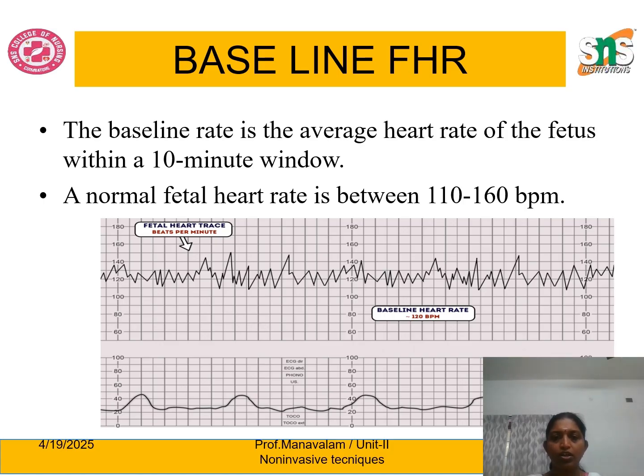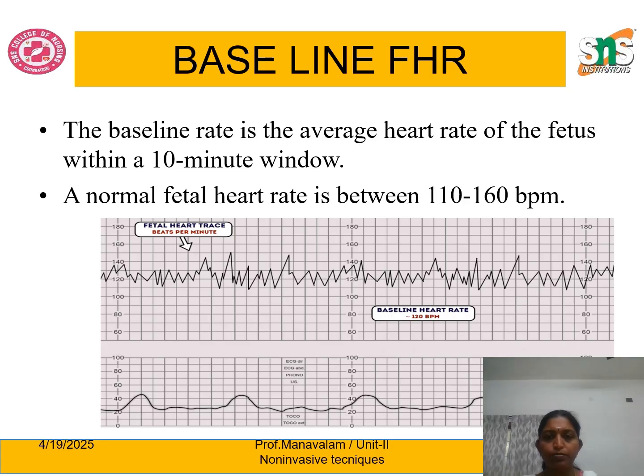So baseline fetal heart rate, this is the graph sheet example I have given. Like this, the sheet will be coming out from the cardiotocography machine. In that, we are always taking a 10 minutes window period. How are they calculating 10 minutes? In this graph we will see two vertical lines in between the horizontal line. In that vertical line they have given the measurements. It is indicating the fetal heart rate.